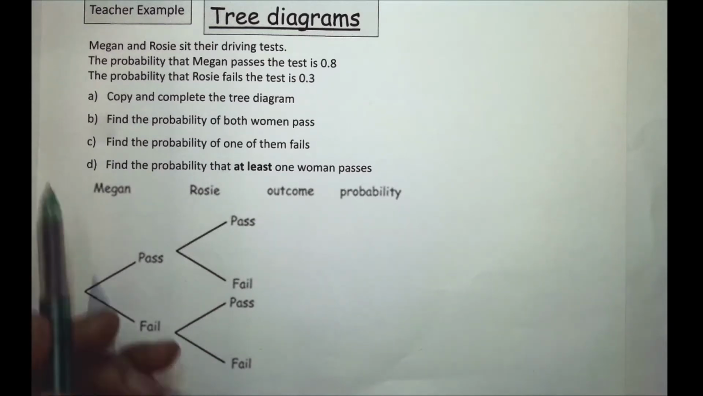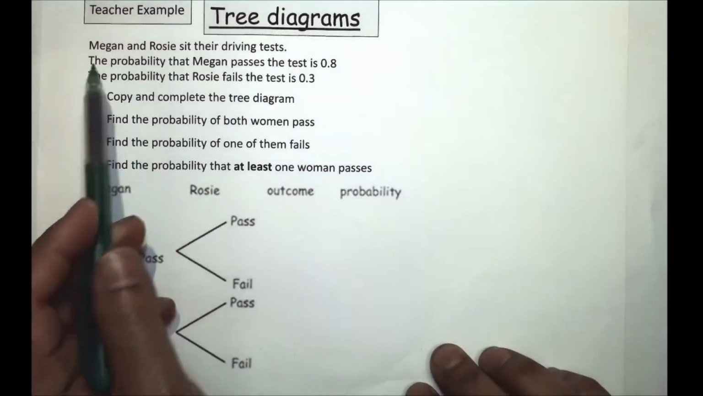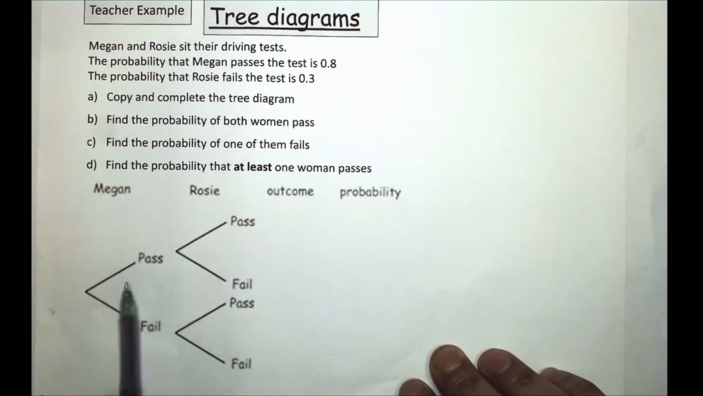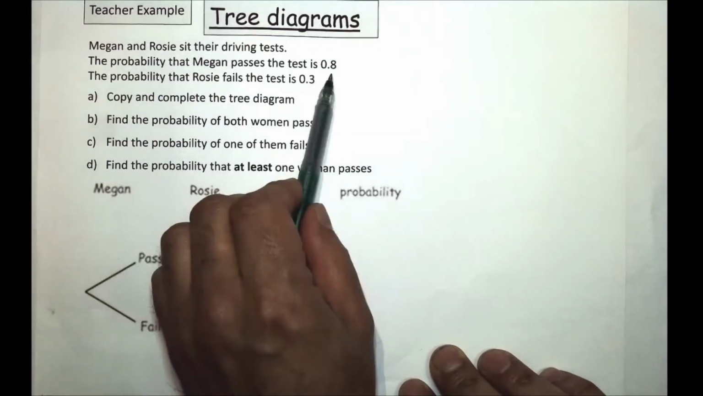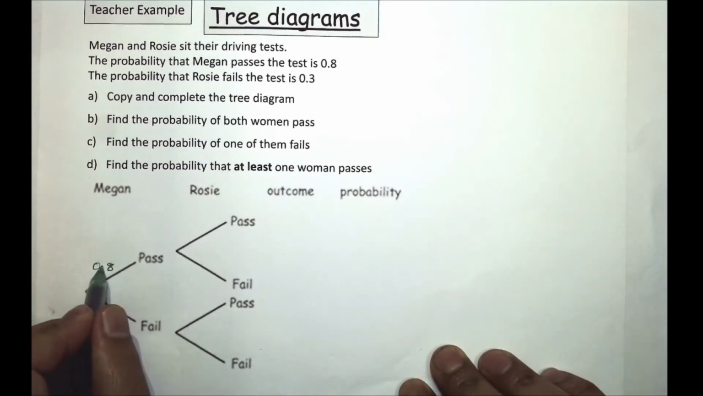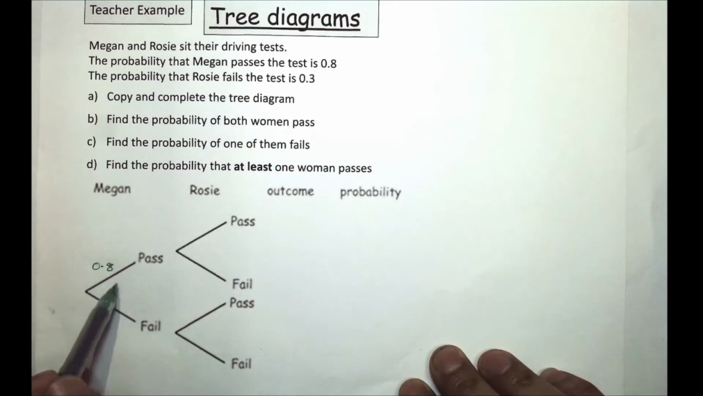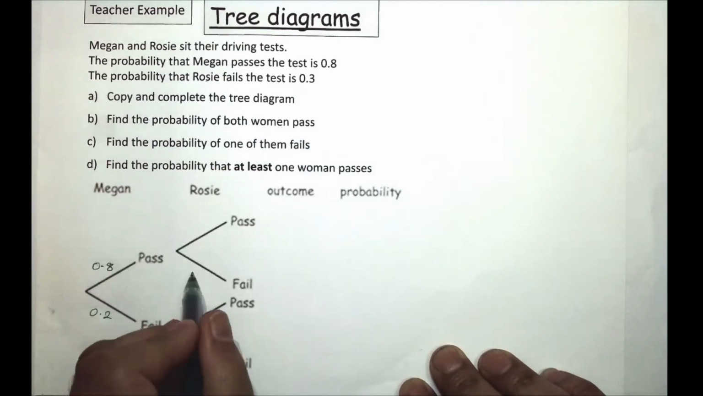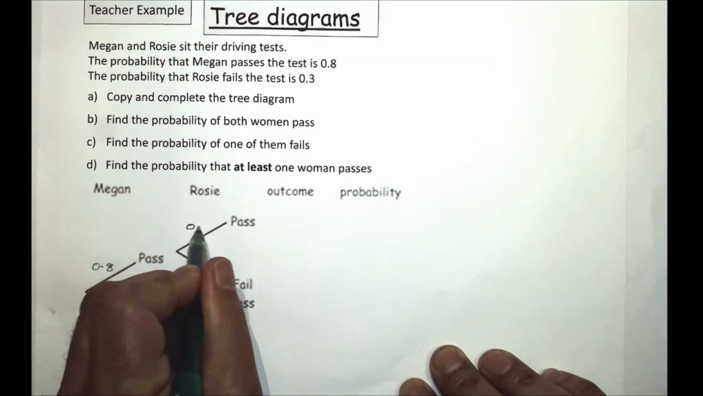So in this first part, we're given the blank tree diagram already drawn out. The probability that Megan passes is 0.8, so I'm going to put that for Megan at 0.8 here, and because each part of the tree has to add up to 1, the probability that she will fail will be 0.2. Both of them add up to 1. And then the probability that Rosie fails the test is 0.3. So here for Rosie failing is 0.3, therefore it will be 0.7 for her to pass.